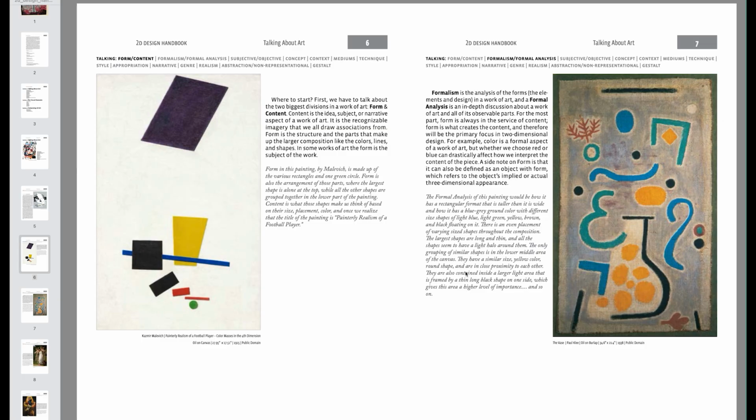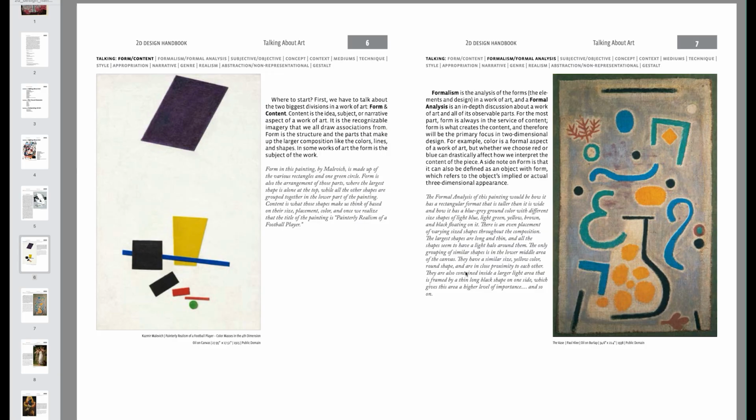In this painting on the left by Kazimir Malevich, form in this painting is made up of the various rectangles and one green circle. Form is also the arrangement of those parts, where the largest shape is alone at the top, while the other shapes are grouped together in the lower part of the painting. Content is what those shapes make us think of based on their size, placement, and color. Once we realize that the title of the painting is A Painterly Realism of a Football Player, the title helps us draw a connection between the form and the artist's intent.